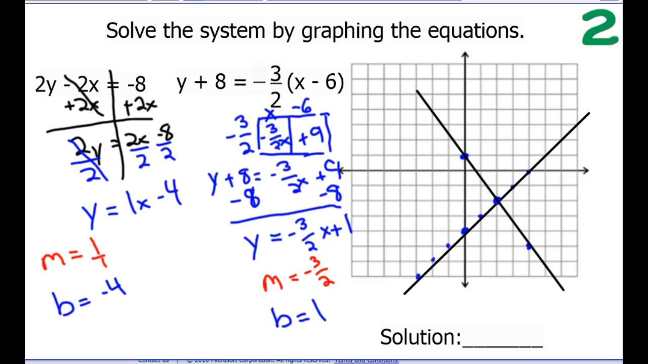So the solution is the point where our lines cross. At that point, it looks like you go over 2 on the x-axis, and on the y-axis we're going down 2, so negative 2. So our answer then is 2, negative 2.